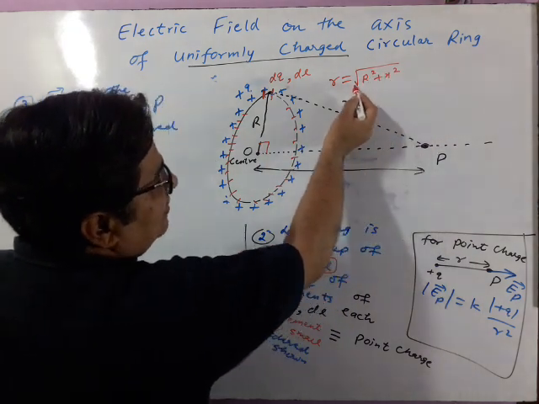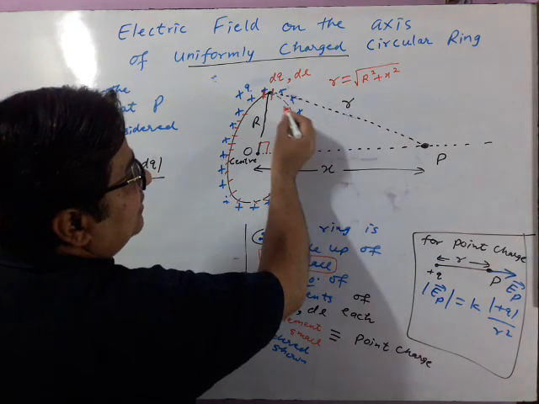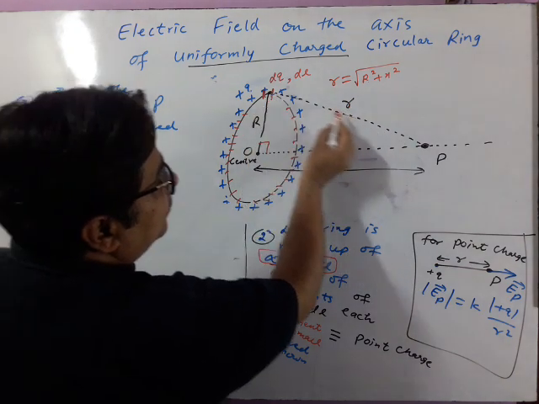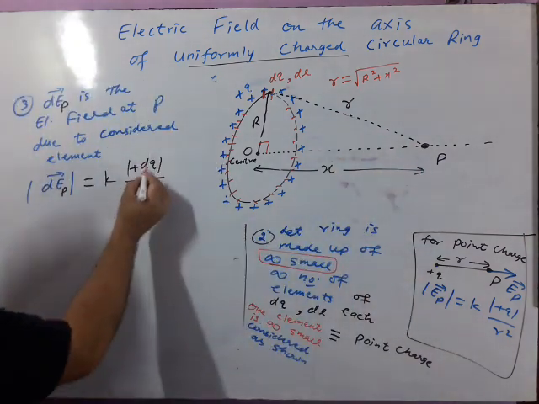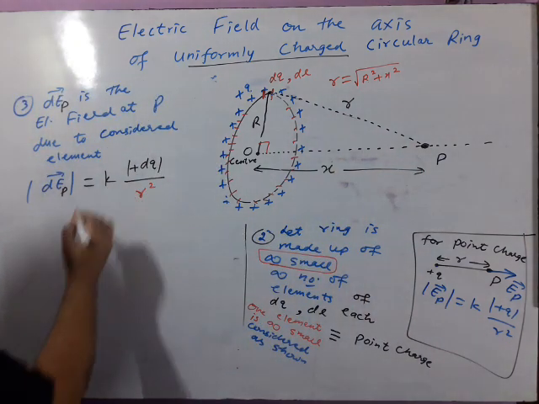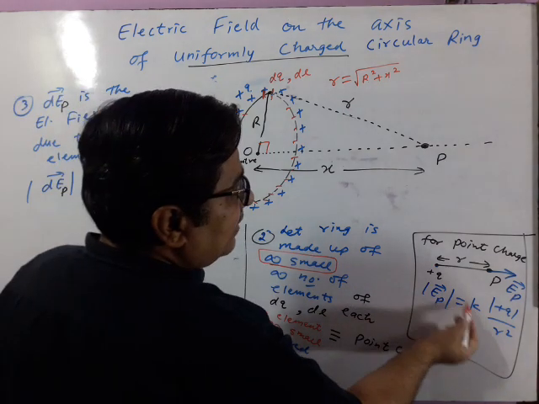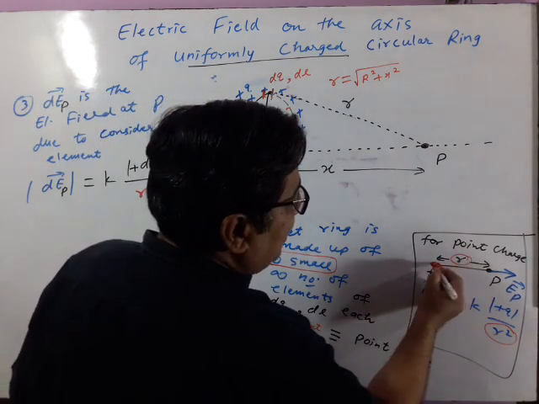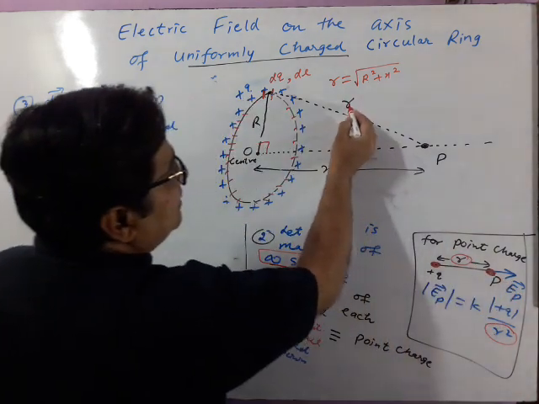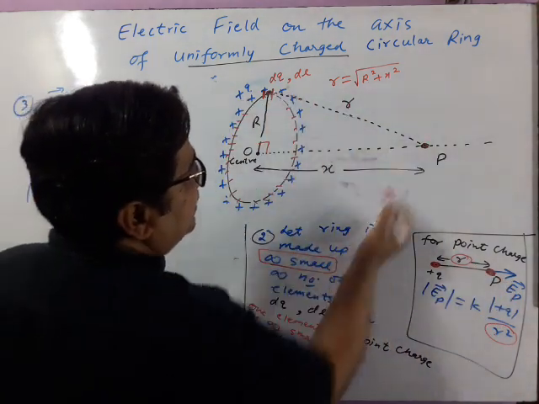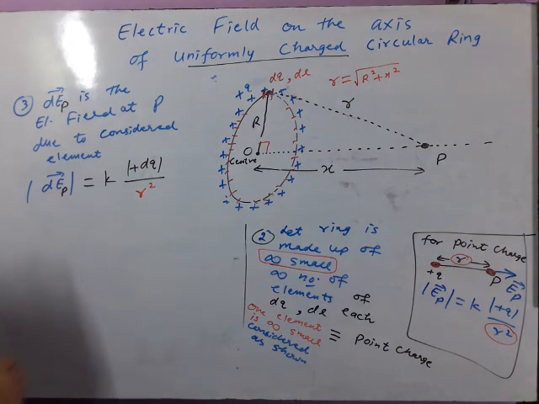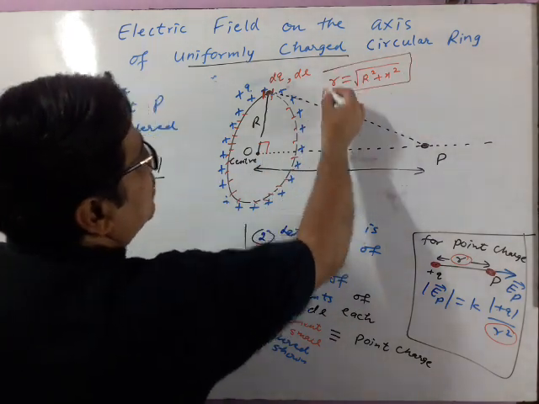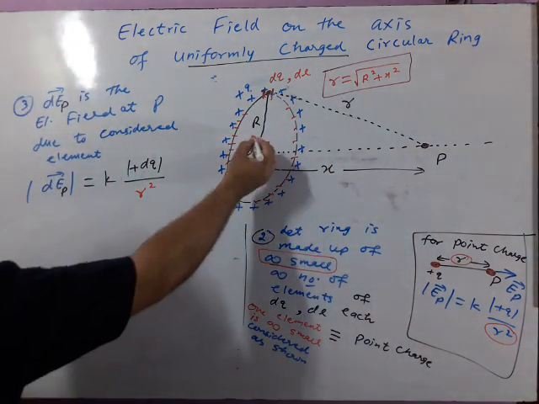Later on, finally you may write this. But now we are considering this is small r, which is the distance between element dq and the point. So we may write k dq by r square. This is the formula: k mod of charge by r square, where r is the distance between charge and point. So it will become very, very easy for you. Later on you may put r equal to root of r square plus x square from the Pythagoras theorem simply.